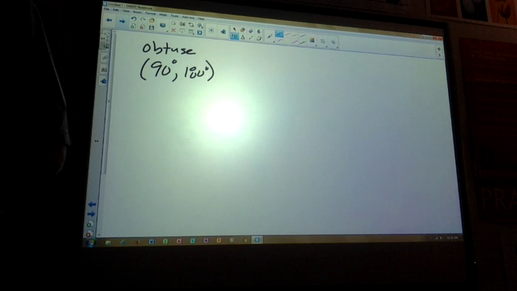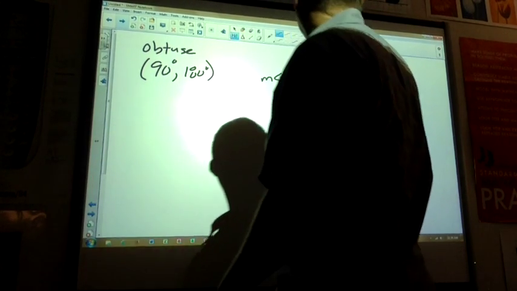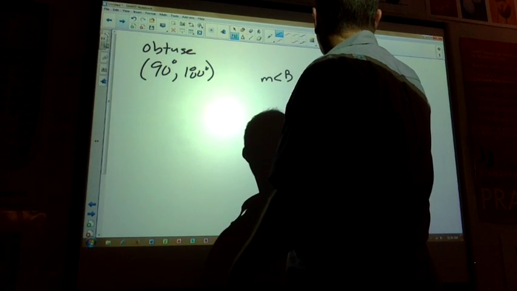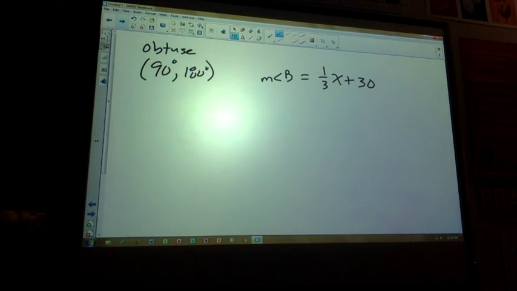Sorry, I'm snorting snot. So measure of angle B is 1/3 x plus 30. How should we start it? This is a pre-calc question. I like it a lot. How do I start it? How many problems do I set up here? Yeah, 2. Why 2? There it is. So it has to be less than 180 and greater than 90.